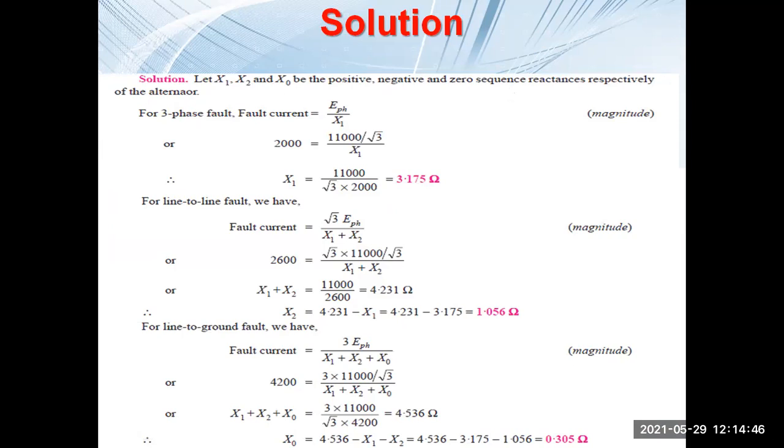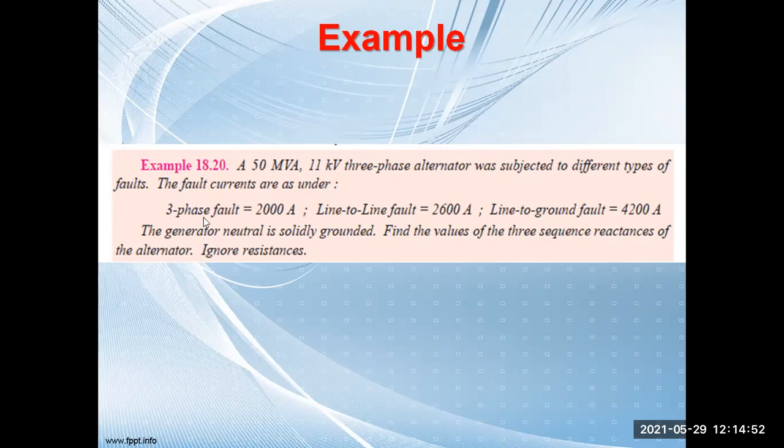So for a three-phase fault, first let us say for a three-phase fault, this is the first fault current, given as 2000 ampere. So what do you mean by a three-phase fault?